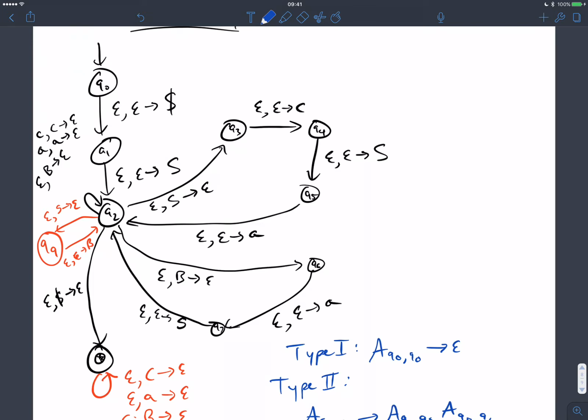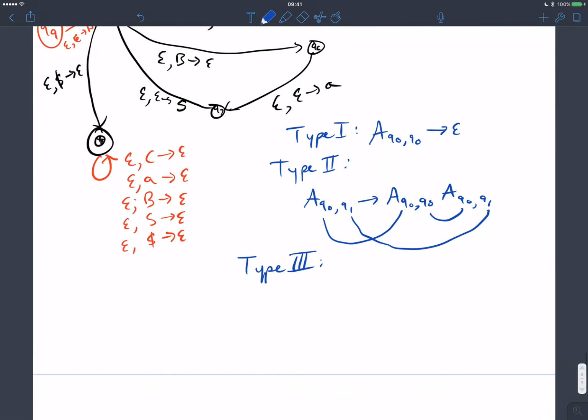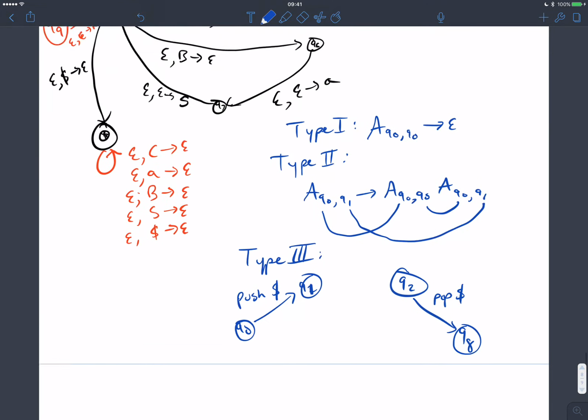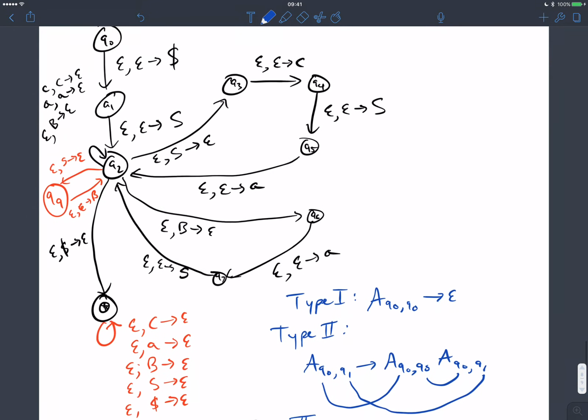Q0 to Q1 where we push on the $ sign. Q2 to Q8 because I pop off the same character. Okay, so that's fine. So I'm going to redraw them here. So push dollar sign, and Q2, oh, this is Q1, sorry. Q2 to Q8, and that's pop dollar sign. And both of these transitions, as we can see in the diagram, don't read anything.